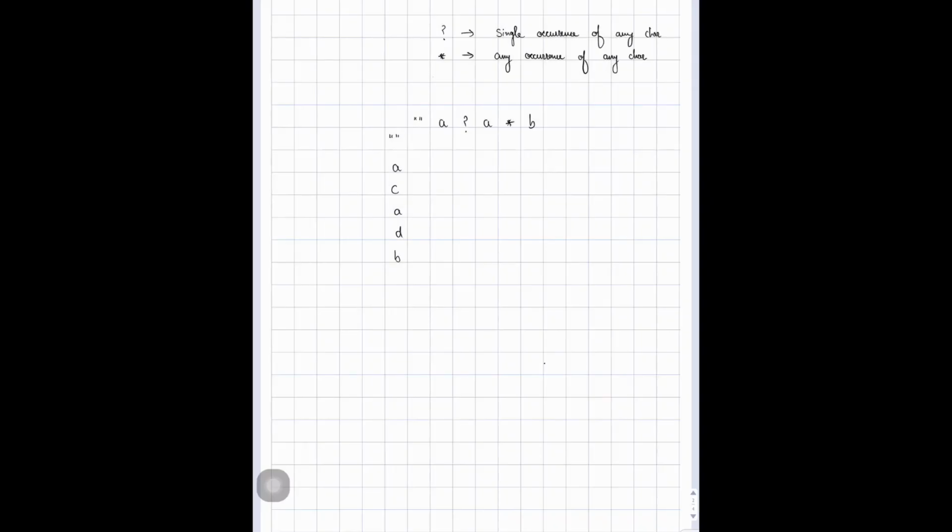Hey guys, so today we are going to solve this problem of regular expression matching. We are given two strings, one is a pattern and one is a normal string. We have to see if these two match or not. The pattern has two special characters. One is a question mark, which means single occurrence of any character at that particular index, and another is star. Star means any occurrence of any character from that index. So let's see how we can solve this.